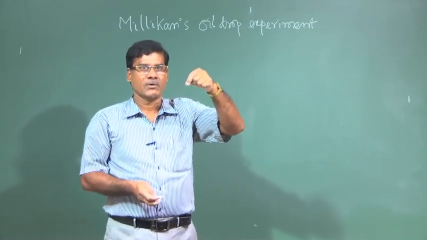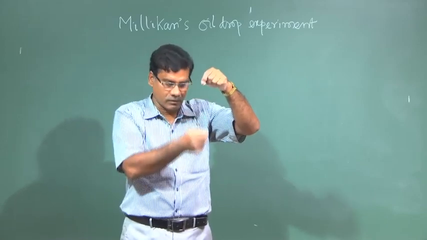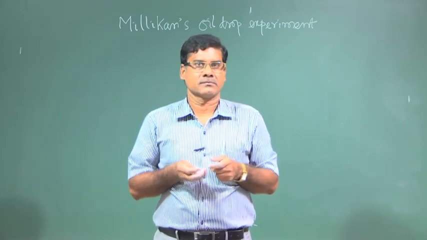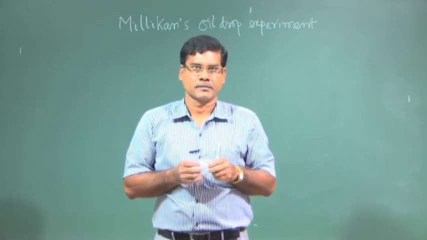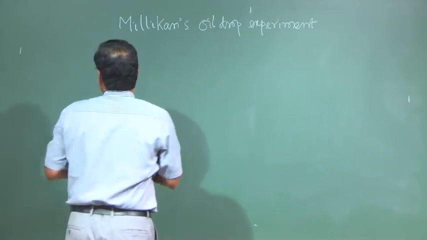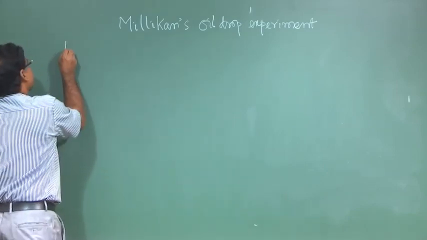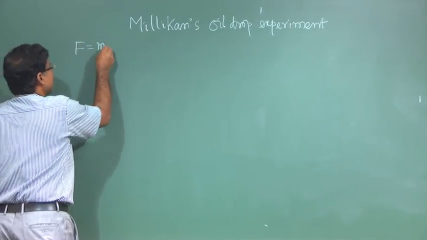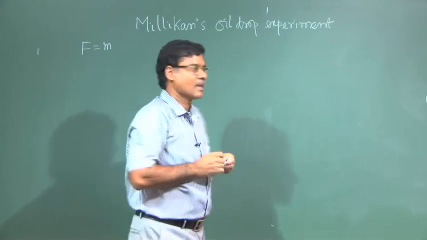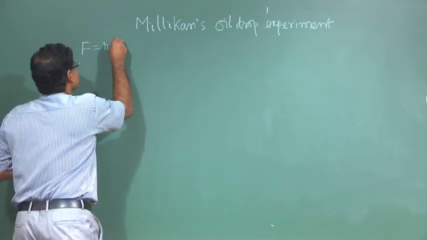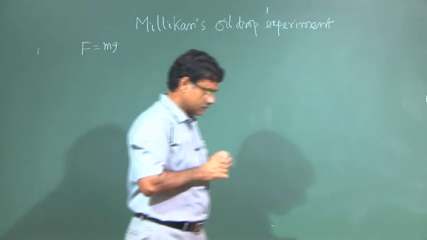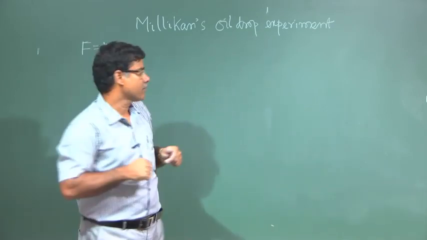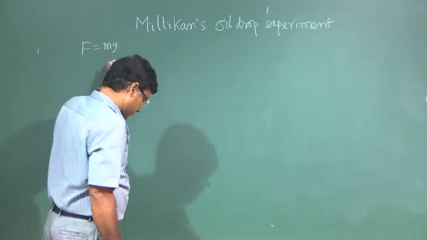Okay. Now, what will happen? These oil drops will fall, there will be free fall of oil drops due to the gravitational force, the downwards force. If the mass of the oil drop is m and the acceleration due to gravity is g, then mg will be the force acting on the oil drops.